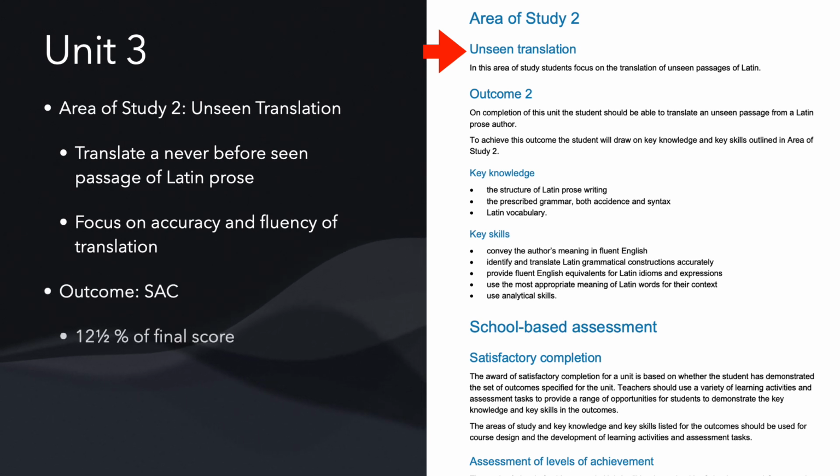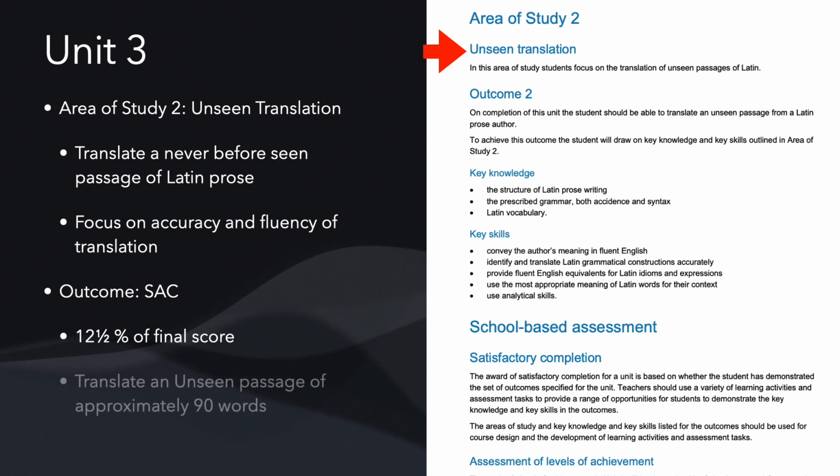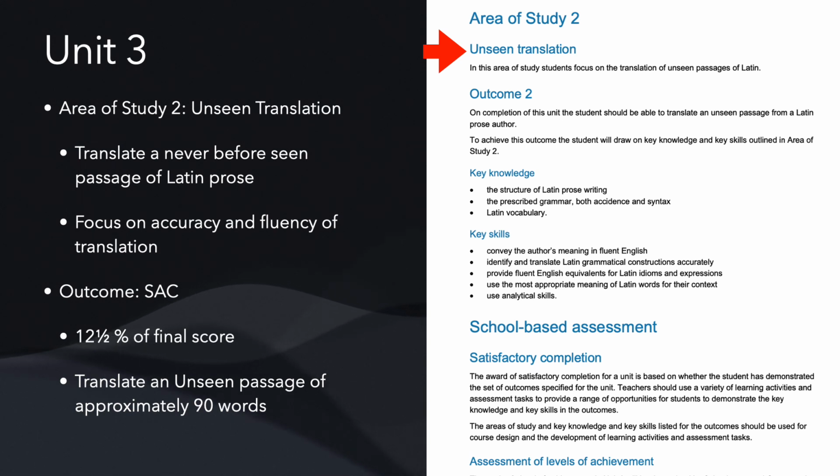You've got a SAC for that, again worth 12.5% of your final. And for that one, you've got to translate an unseen of about 90 words. Now, don't take this to mean that you only do one unseen for all of units 3 and 4. You should be doing lots of unseens, ideally one a week, to build up your skills and your practice in this. But this is the one that counts for the SAC. That's it for unit 3.